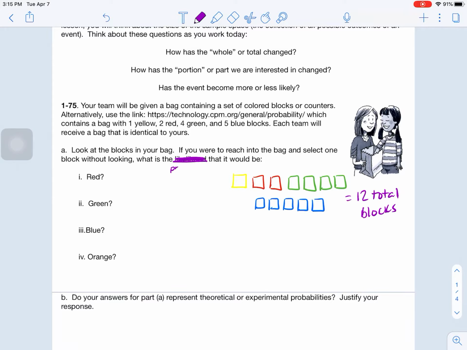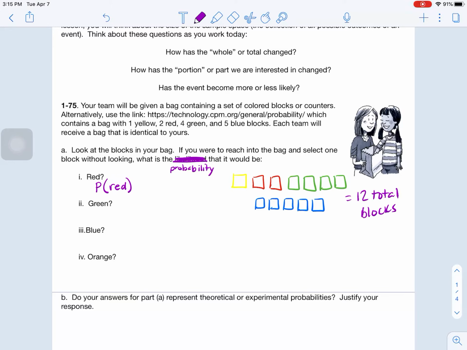So I'm going to cross that out, and we're actually going to say, what's the probability? Because I want the numbers. I want the percent or the fraction or the decimal that describes theoretically what should be happening. So the probability of me pulling out a red block. The way we write that is a capital P, and in parentheses, as you saw on the video yesterday, is the event.